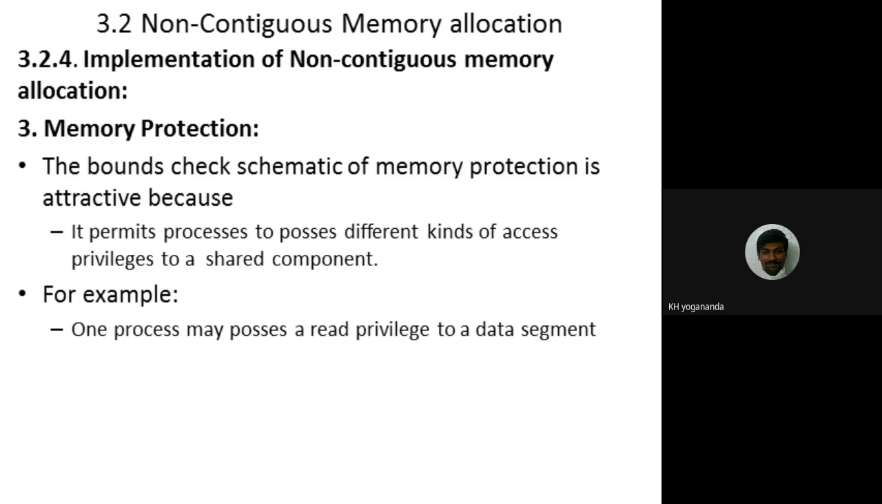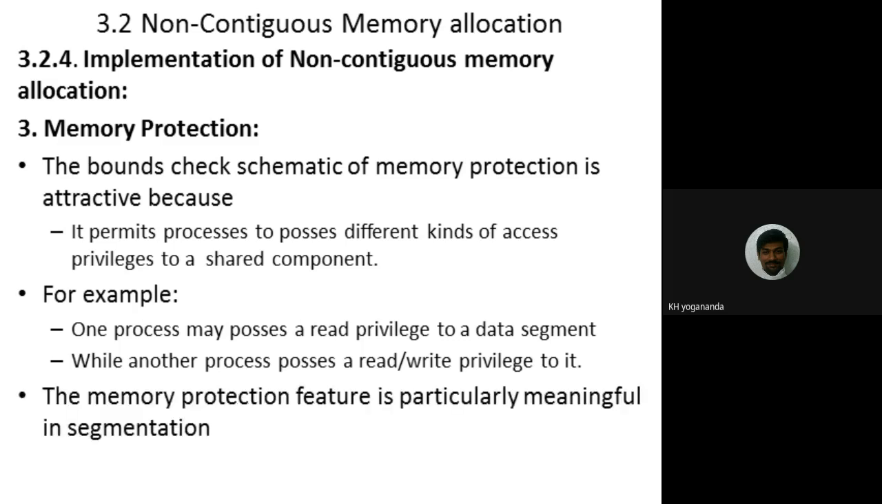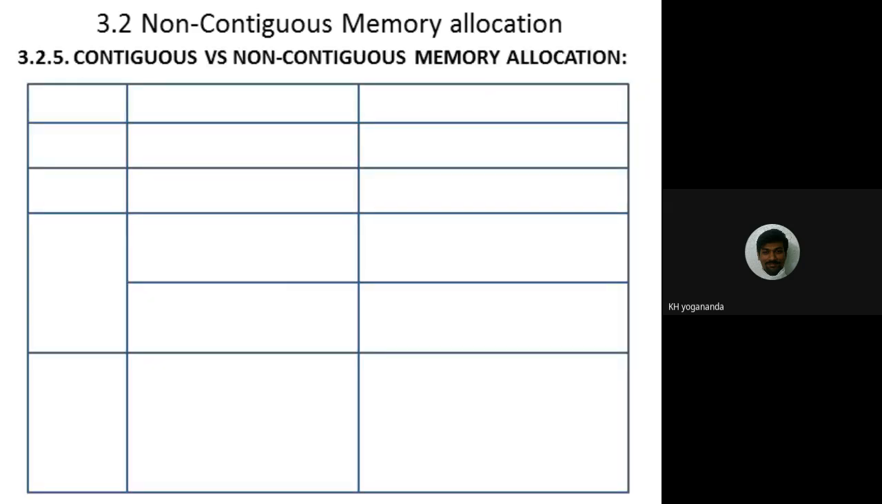We'll take an example. Assume there are multiple processes where one process is performing a read operation and another process is performing a read-write operation. This is with respect to segmentation. In the last slide we saw the memory protection with paging, where there is no need for checking the byte in the component type. Now we are seeing the memory protection with segmentation, where multiple processes can perform different operations.